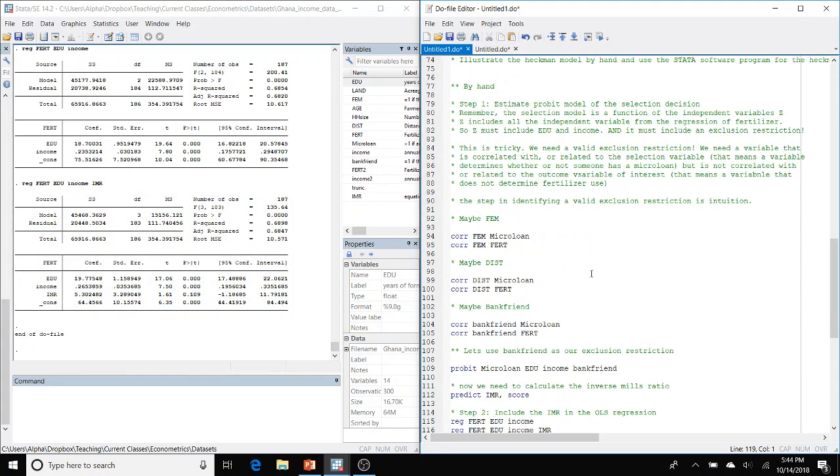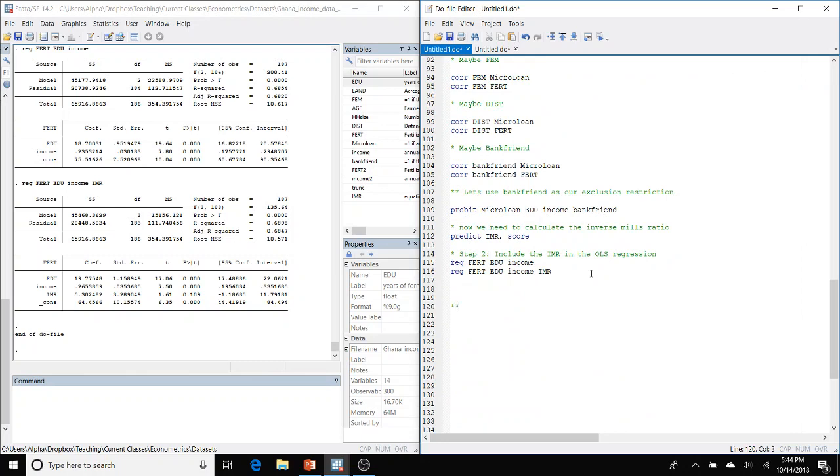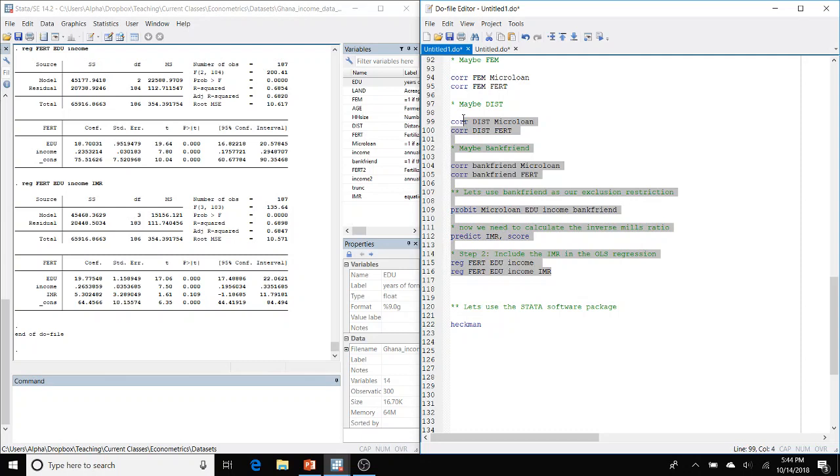But now let's use the Stata software package. The Stata software package does this using a more nuanced approach, so it's going to be a little bit more complicated. It'll yield slightly different results than when we do it by hand. In practice, I use the Stata software package, but I did this by hand just to illustrate the process. All right, so let's do it.